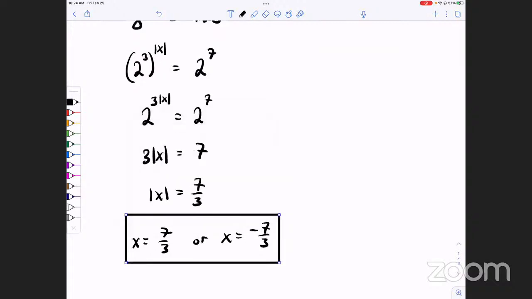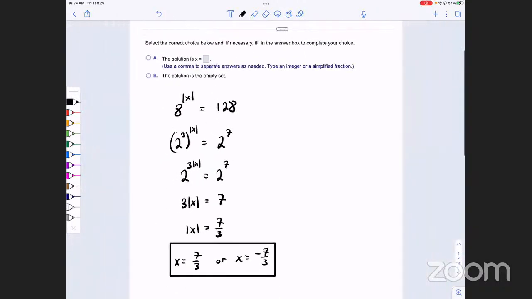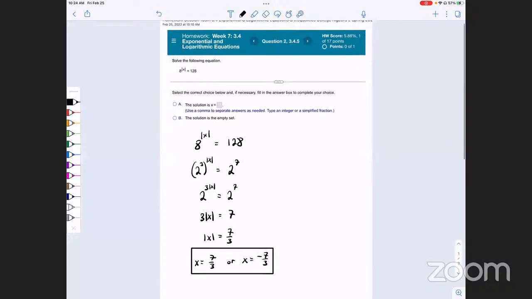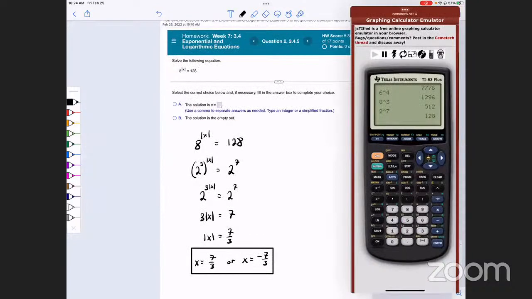Oh, like this, okay. To check these results, what I'm going to do is go to my y equals. I'm going to type 8 to the power of absolute value. If I hit math, go to the right, number one is absolute value of x. Let me insert a parenthesis and close off my exponent, right? So I just typed in the function on the left. Now when I submit these results, the output should be 128 for both of them.